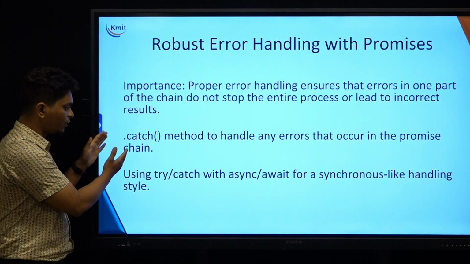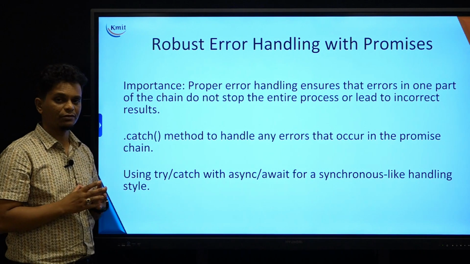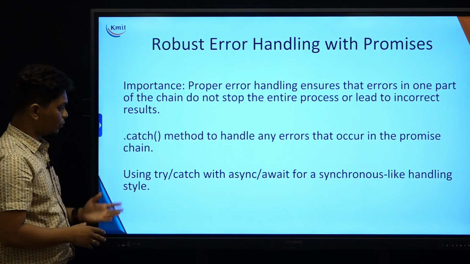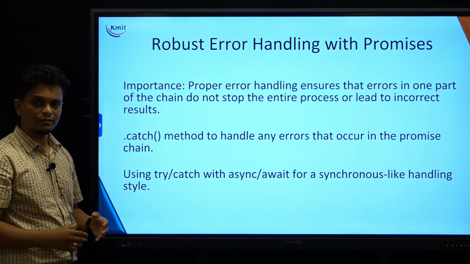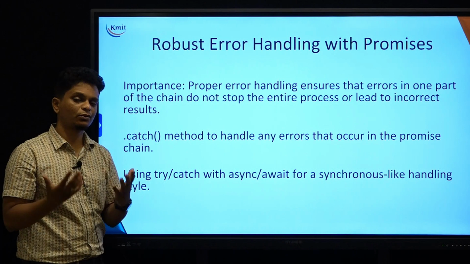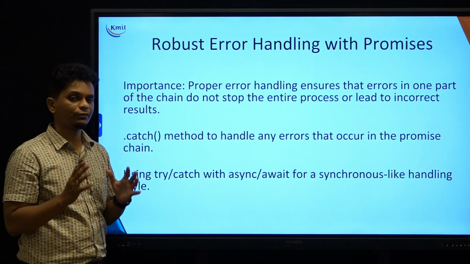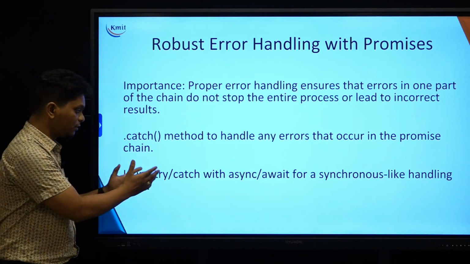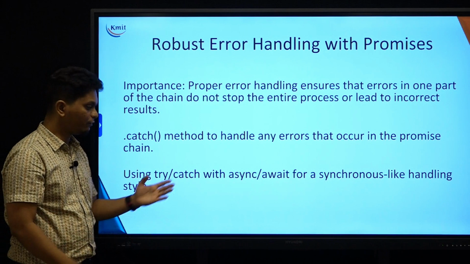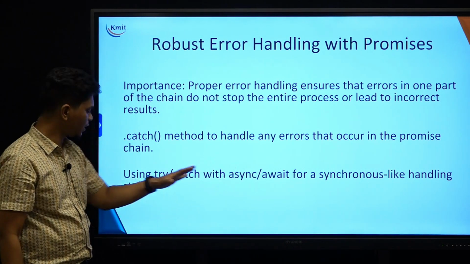So for that we have the dot catch method to handle any errors that occur in the promise chain, and also we can use try catch with async and await. Async and await comes in the next concept of asynchronous operations. It's a very interesting part where we will be dealing with async and await. So in such cases we use try catch along with async await for a synchronous-like handling style.